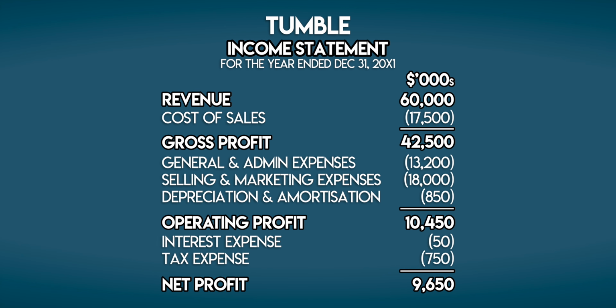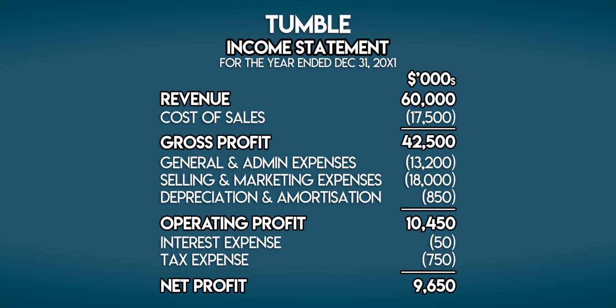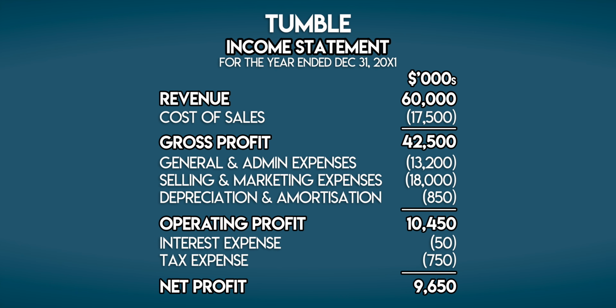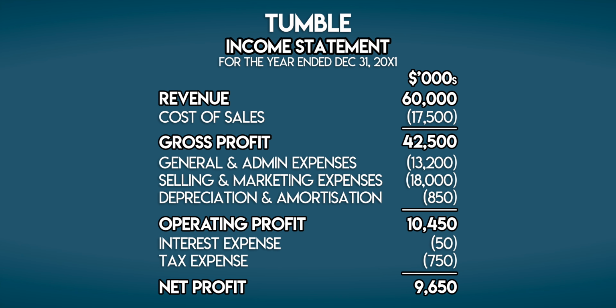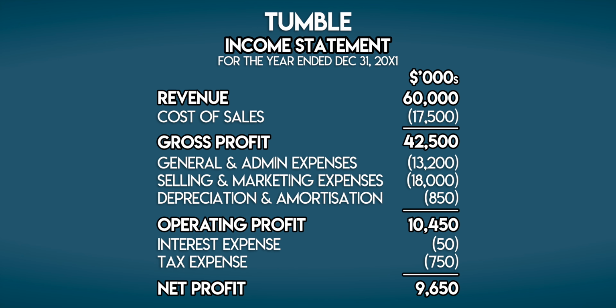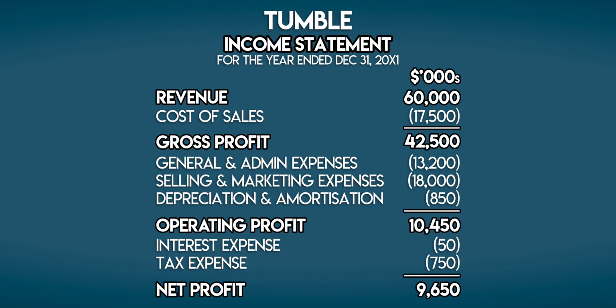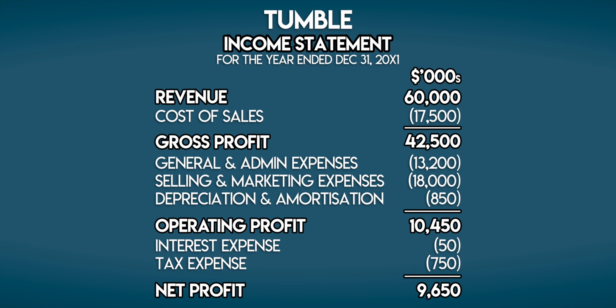Then we deduct indirect operating costs to reach an operating profit of $10,450,000. And below that, we subtract the indirect non-operating costs, interest and tax, which leaves Tumble with a net profit of $9,650,000 on the bottom line.